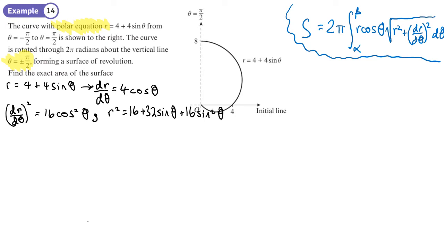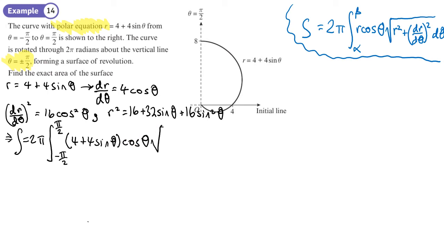Okay, so now we're going to put all of these into our formula. So s equals 2 pi. Now I can see my limits here from negative pi over 2 to pi over 2. Then I've got r times cos theta. So r is this, 4 plus 4 sine theta, times cos theta. If it was rotated around the initial line, then this would be sine theta here. That'd be the only difference.